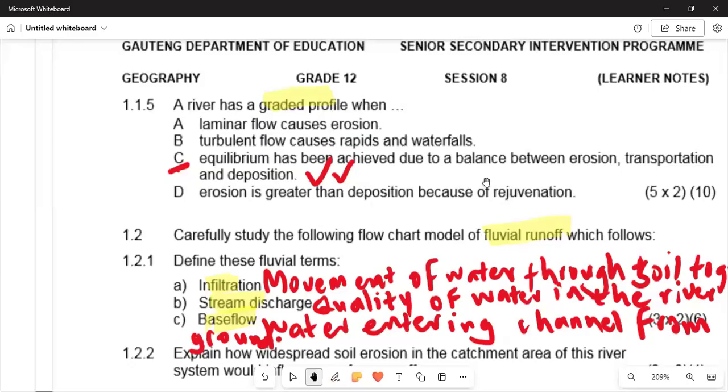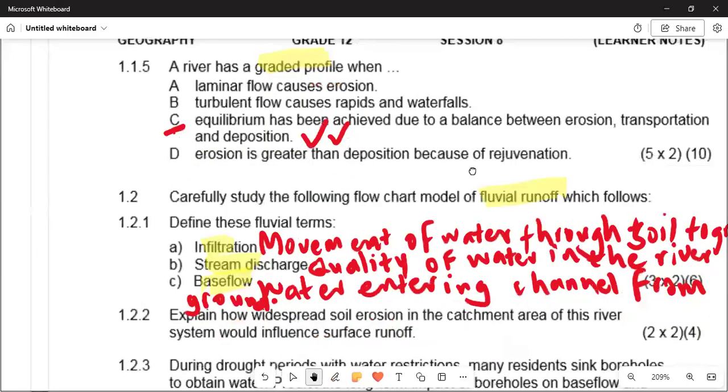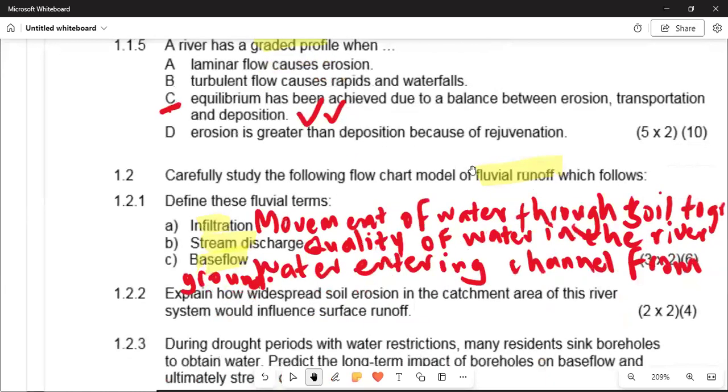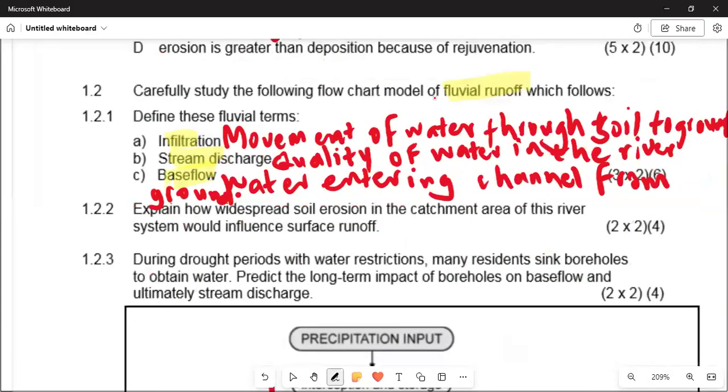If we are moving on again, you can see that we go to 1.2. Here we are given a statement to say, carefully study the following flowchart model of the fluvial runoff which flows. Define these fluvial terms. So how do we define these fluvial terms? Number one, we have infiltration, and infiltration is the movement of water through the soil to the ground. So it's the movement of water through the soil. That is infiltration.